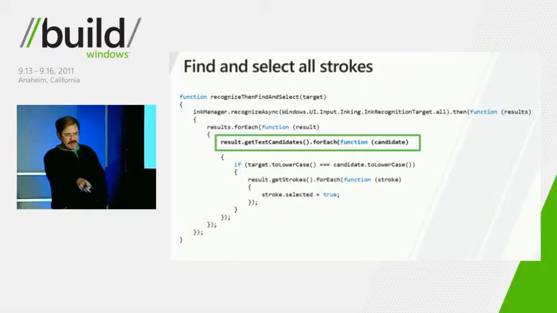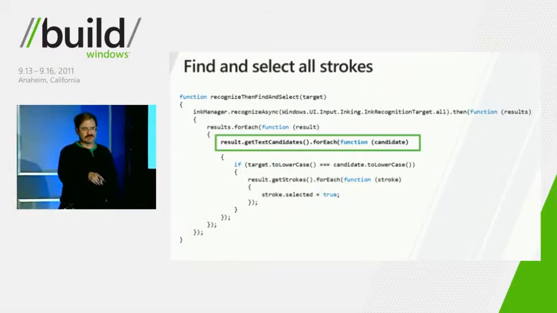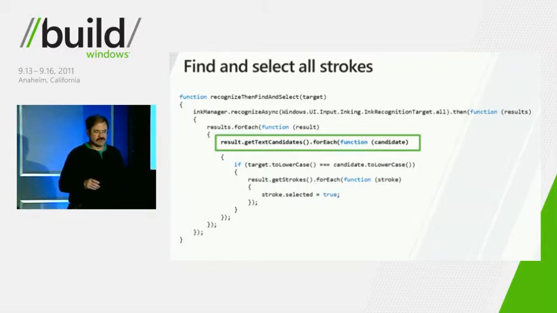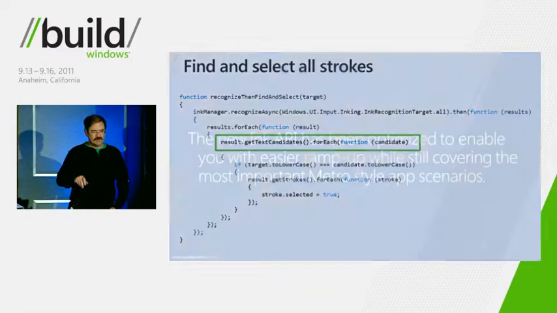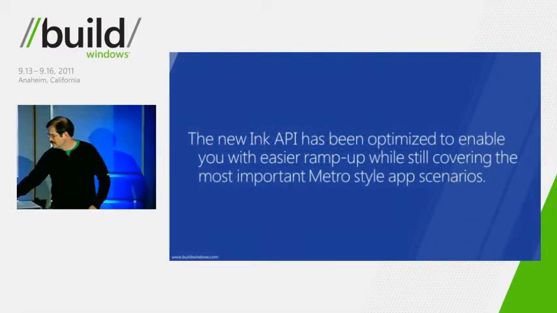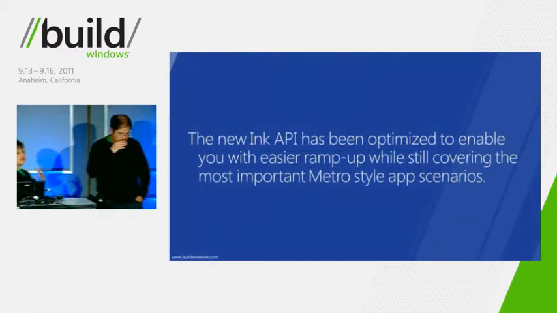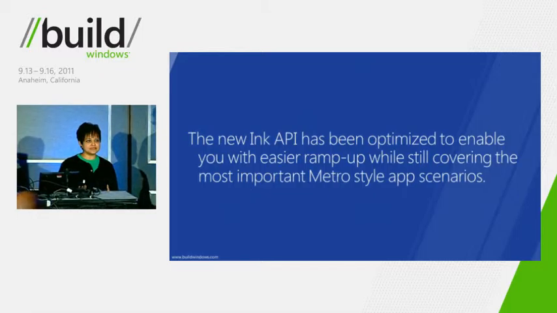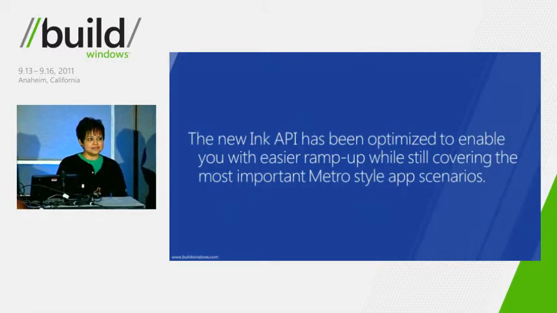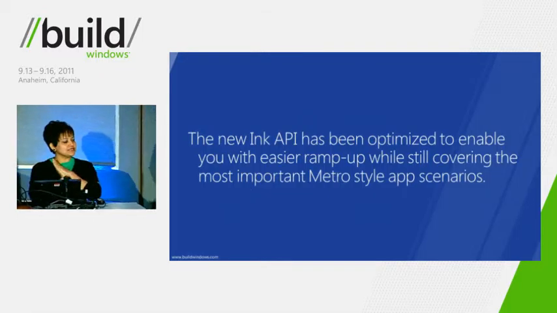But you'll see that if we find a match, we're going to do what we did earlier. We're going to ask for all the strokes in that recognition result, loop through it, and just set the strokes' selected property to true. So it's a very trivial piece of code. So you created, you rendered, you manipulated, and you recognized. It's as simple as that. So does this statement make sense now?